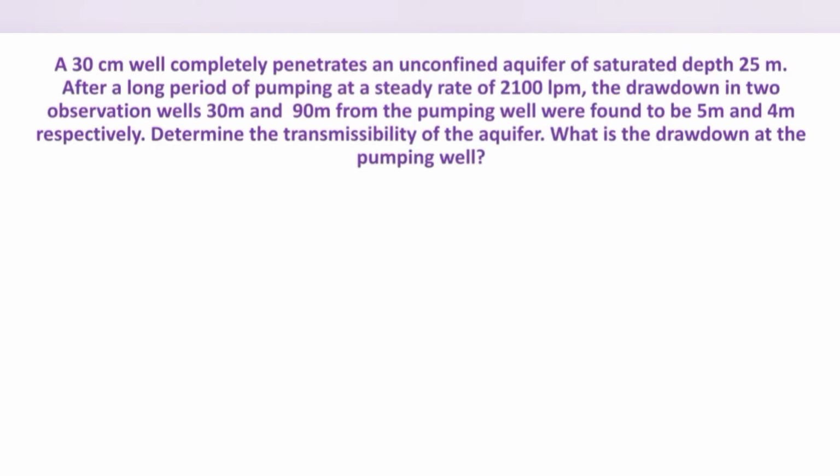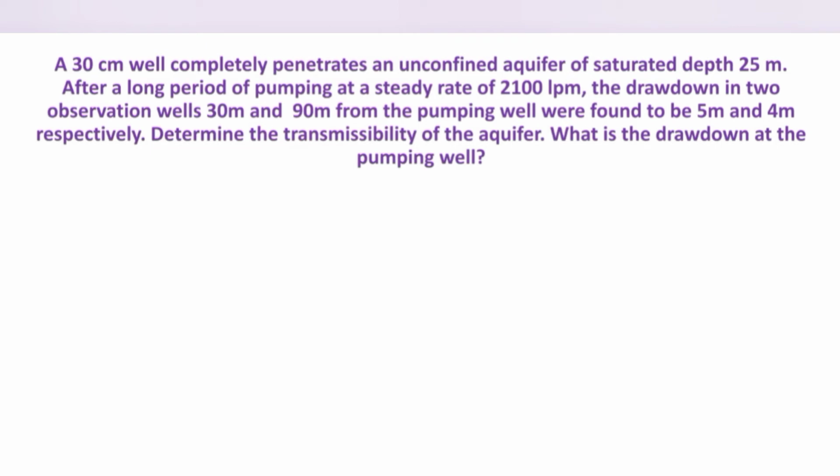A 30 centimeter well completely penetrates an unconfined aquifer of saturated depth 25 meter. After a long period of pumping at a steady rate of 2100 liters per minute, the drawdown in two observation wells, 30 meter and 90 meter from the pumping well, were found to be 5 meter and 4 meter respectively. Determine the transmissibility of the aquifer. What is the drawdown at the pumping well?